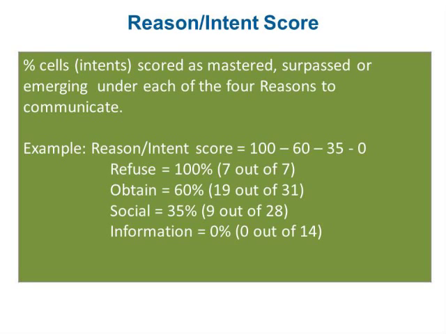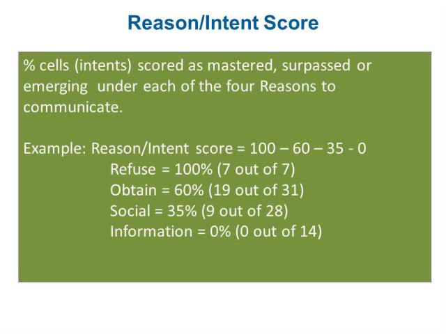Finally, there's a more complicated way to score that provides more useful information. We call this the reason intent score. It shows what percent of cells are scored mastered, surpassed, or emerging for each of the 4 major reasons to communicate: to refuse, which has 7 cells, to obtain, which has 31 cells, for social interaction, which has 28 cells, and for information, which has 14 cells.